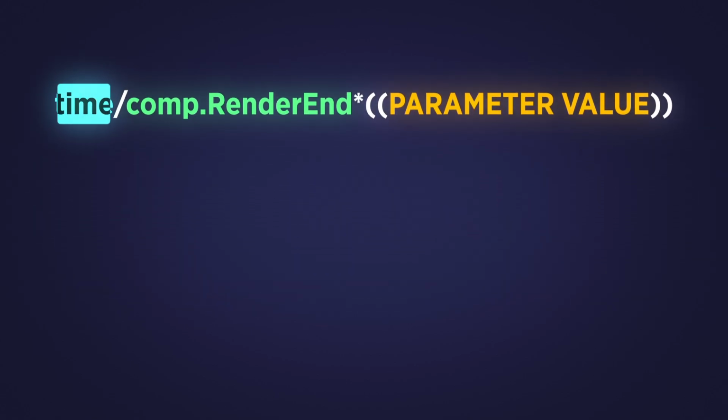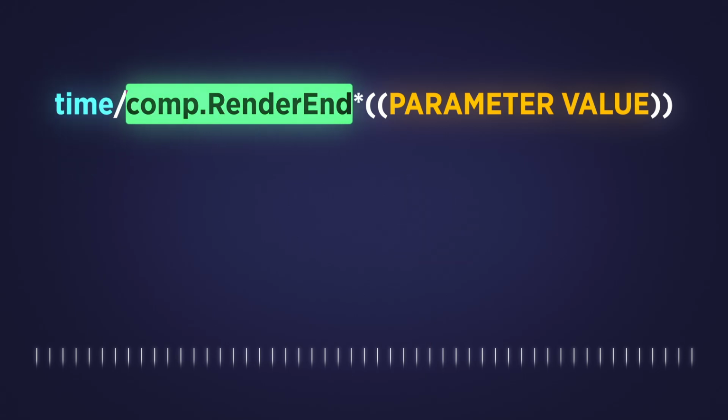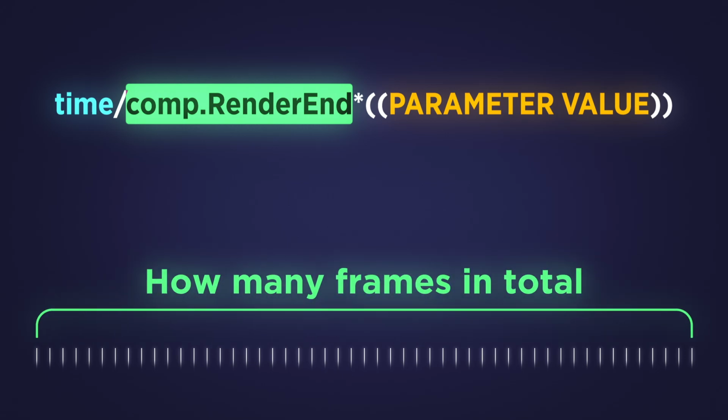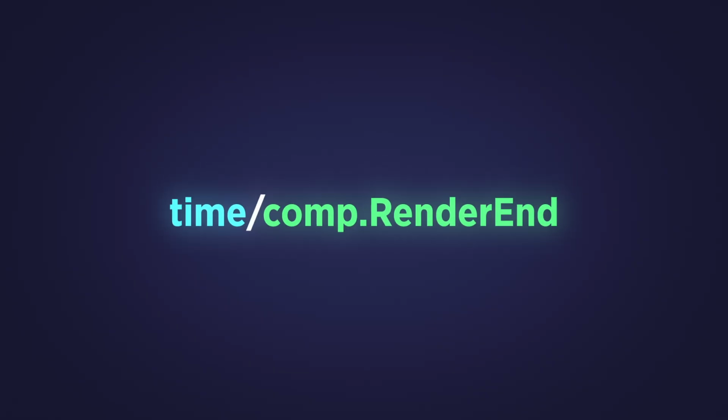So first of all, the time expression refers to the current frame of the clip, meaning if we're at, for example, frame 30, it's gonna translate to the value of 30. Now the comp.renderEnd expression is also super simple to understand. It's basically how many frames make up this whole clip that we're working in. That's it. But now you may ask, how do these two expressions interact with each other in this equation?